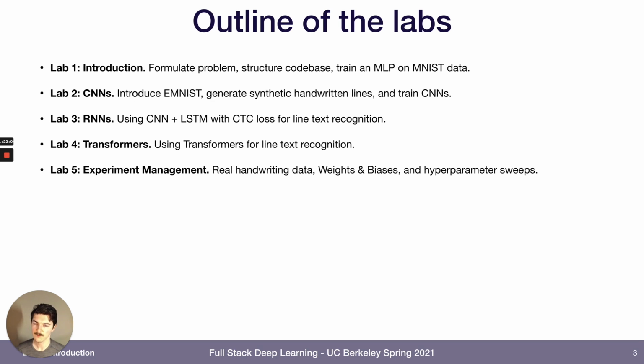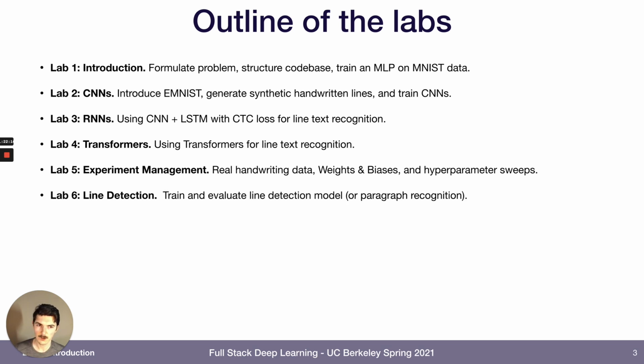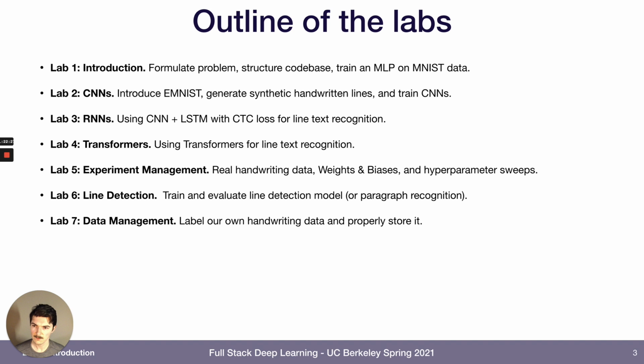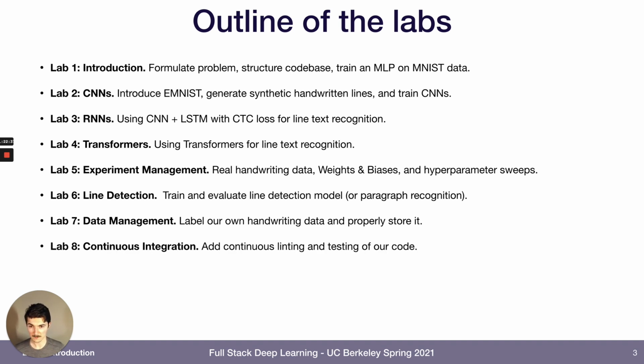In lab 5, we're going to look at some real handwriting data and then use Weights and Biases for running a lot of experiments. In lab 6, we're going to either detect lines, so given a whole page of text, can we find lines of text, or we'll actually implement whole paragraph recognition. See how that goes. In lab 7, we'll do some data management. We'll label our own handwriting data, discuss how to properly store it, and be able to train on it.